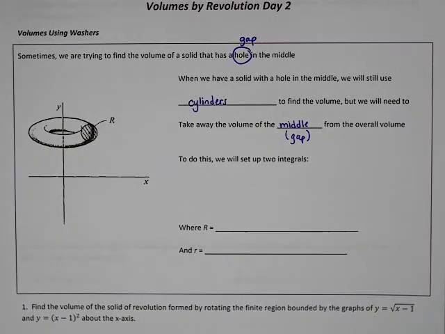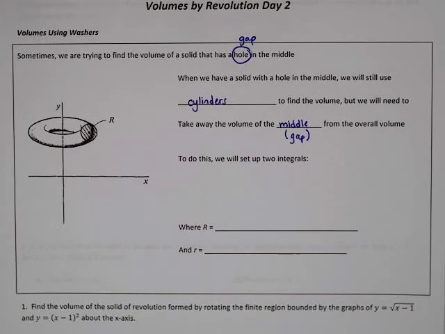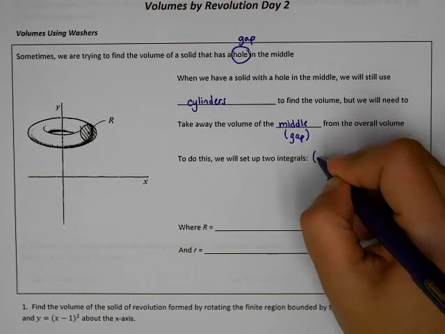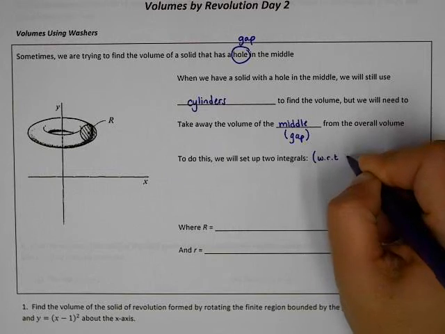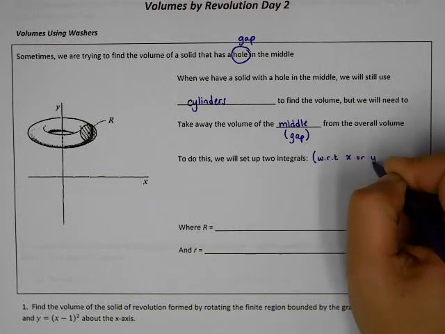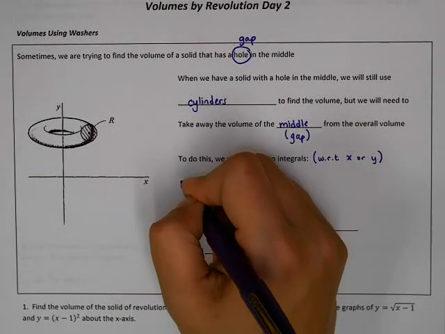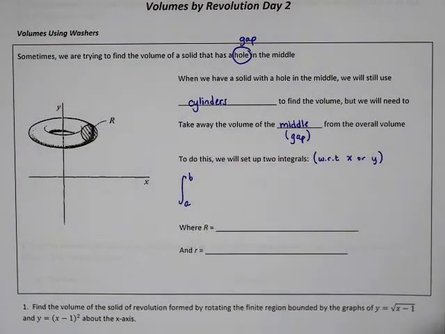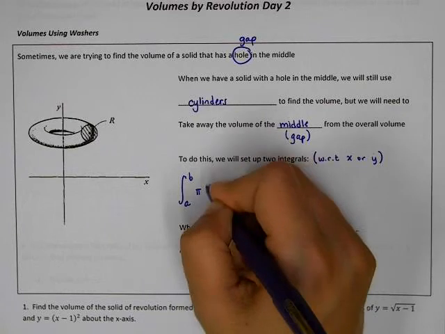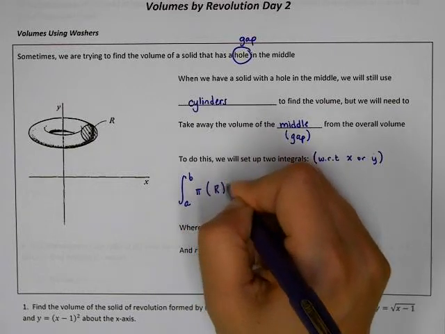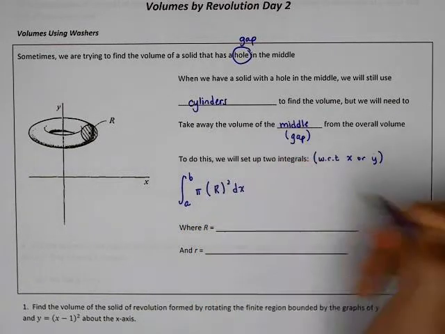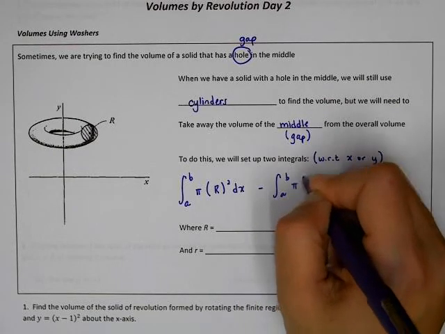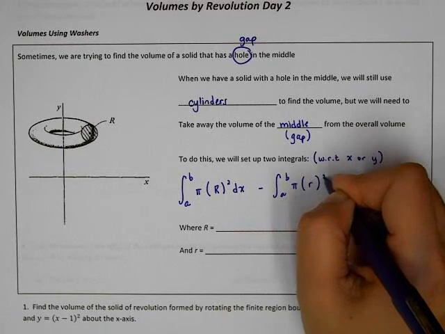To do that, we're going to set up two integrals, and I'm going to set up these integrals in this case with respect to x, but these can be set up with respect to x or y. What we're going to do is have the integral from whatever our x values are, a to b, of pi times our big R squared dx minus the integral from a to b of pi times our little r squared dx.